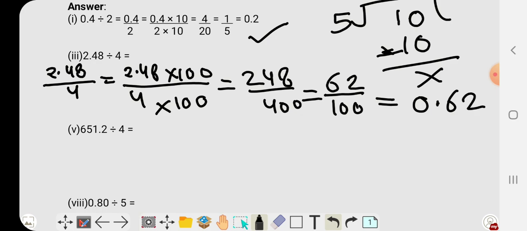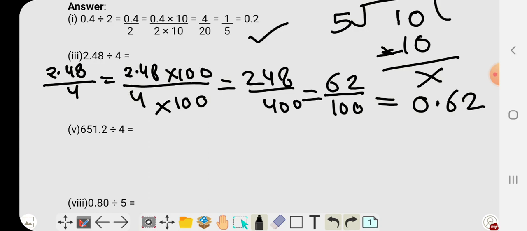0.62. As we have seen in the concept, on dividing by 100 the decimal will shift 2 places towards the left, but in 62 there is no decimal, so we can consider the decimal here, okay. After that we can write 0, so it will shift towards this side, then it will become 0.62.